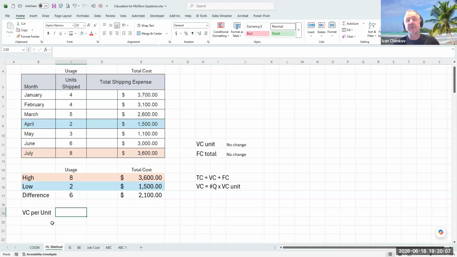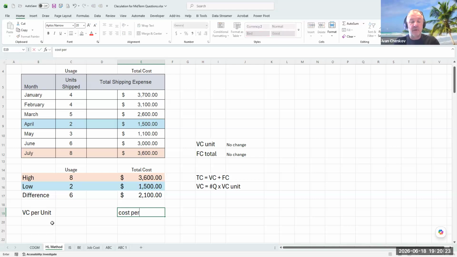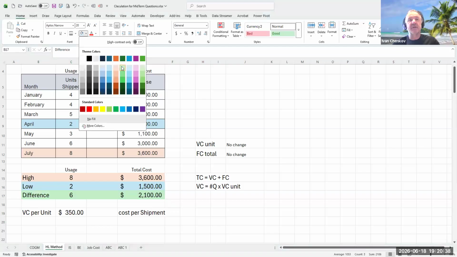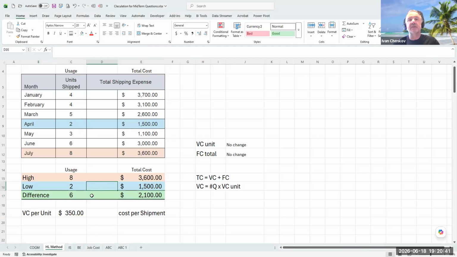I know it's very subjective, but that's why we're using the simple method. We're using this one. So how can I get it? I'm trying to get the cost per usage, in this case per shipment. So what I'm gonna do is take the dollar amount divided by the number of shipments, and that's gonna give me the variable cost per unit. Again, it's very subjective, but that's the simplicity and that's the beauty of this simple method.